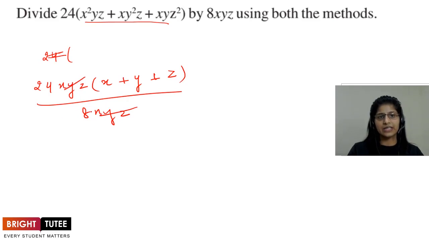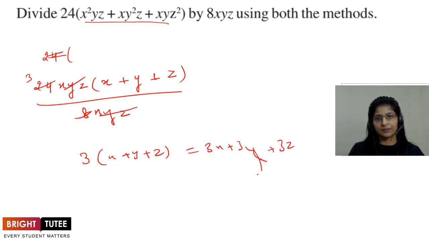xyz and xyz get cancelled. 8 3s are 24. 3 into x plus y plus z gives us 3x plus 3y plus 3z. Right, so this is how we solve, and with both the methods we get the same answer. So it's on to you, how do you solve it?